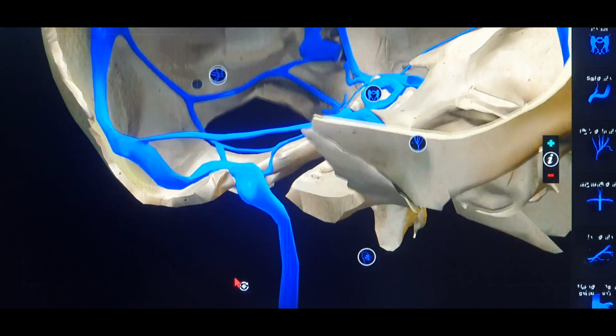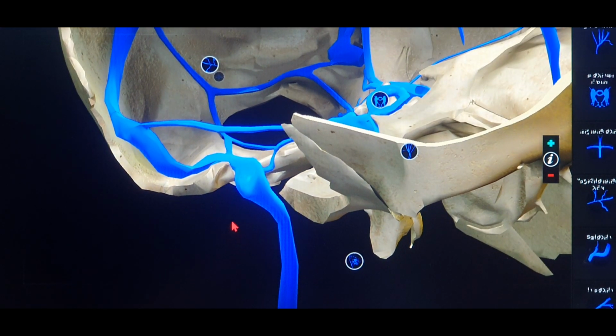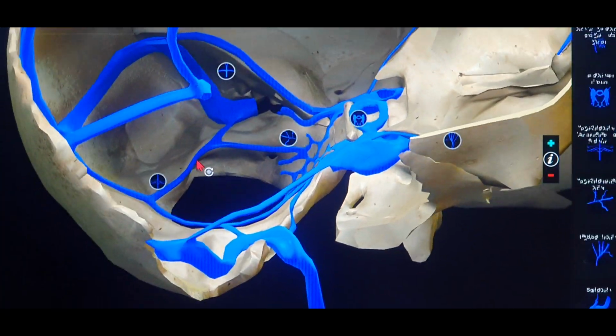But there's a catch over here. It's not that simple. Sigmoid sinus goes into IJV, we all know that. But there are 2 other structures that also drain here, which very few people know about. But let me clear the concept right here.